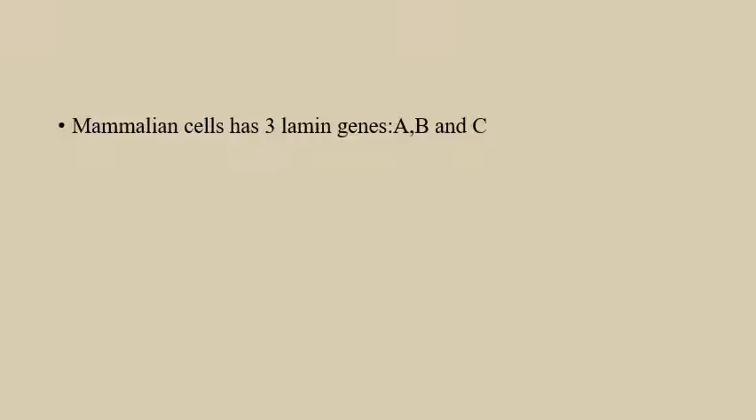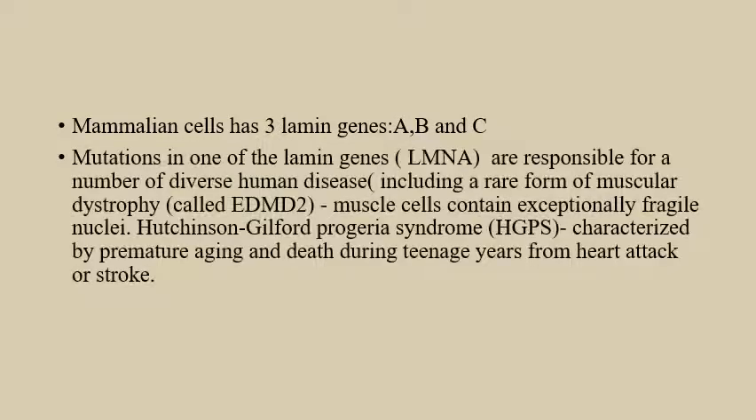Mammalian cells have 3 lamin genes, that is A, B and C. If there is any mutation in one of these genes, it is responsible for a number of diverse human diseases such as muscular dystrophy, in which the muscle cells contain fragile nuclei. The other disease is Hutchinson-Gilford progeria syndrome, that is HGPS, which is characterized by premature aging, and death during the teenage years from heart attack or stroke.